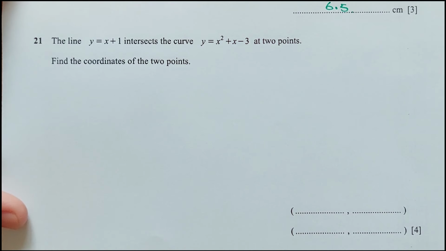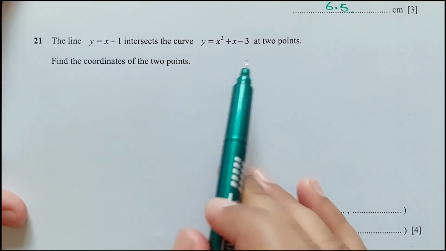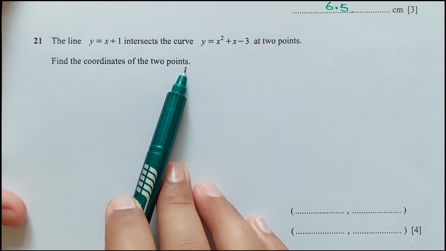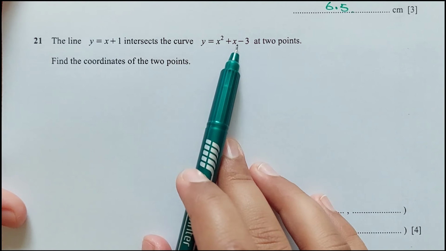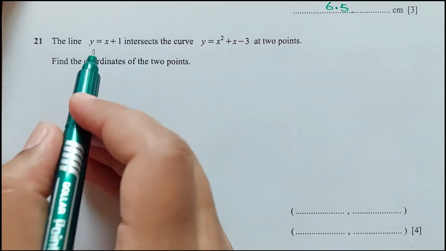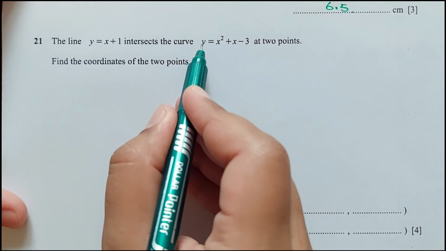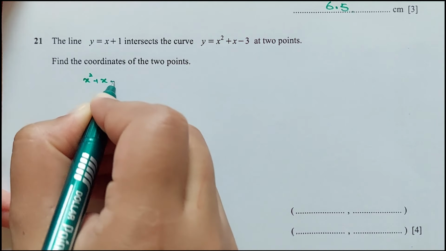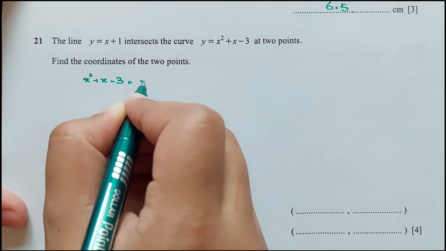Question number 21, the line y equals x plus 1 intersects the quadratic curve at 2 points. Find the coordinates of the 2 points. The line intersects the curve at two points. So we have to find the points of intersection. So y equals x plus 1 substituted into the second equation. So it is x squared plus x minus 3. This is equals to y, which is x plus 1.